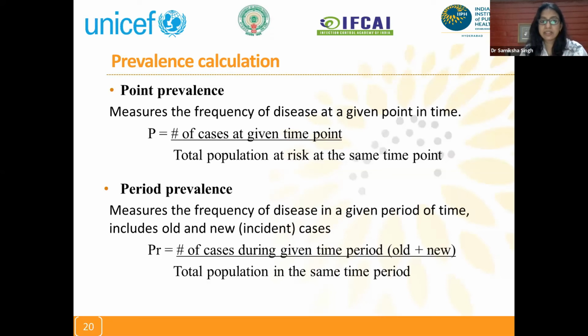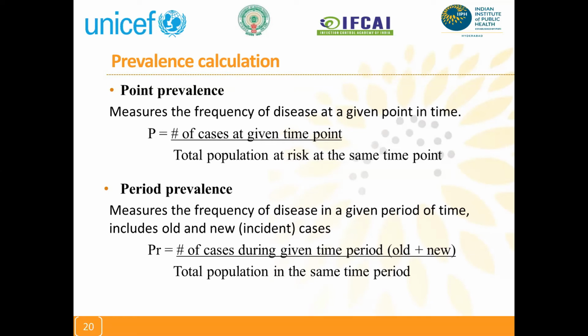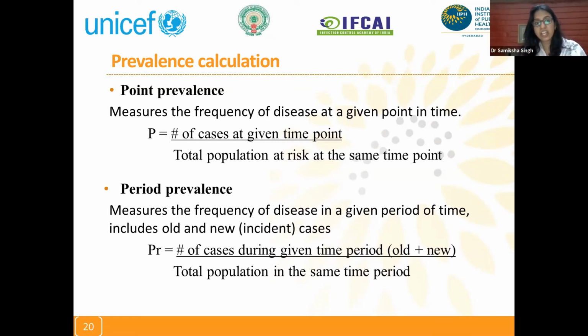Period prevalence, however, calculates over a period of time how many cases develop the disease. For example, when you started your surveillance in the month of August, on 1st of August there are already 3 cases of sepsis in your SNCU, and you keep measuring for another whole month. There will be some 7 new cases. So the period prevalence would be 10.